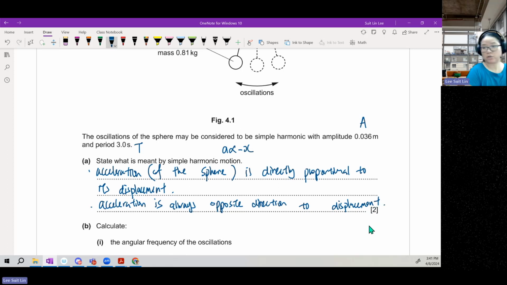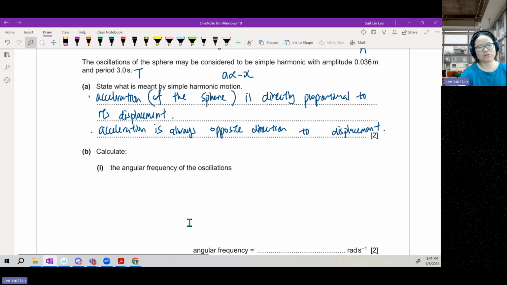So the examiner report has grumbled about students writing symbols when writing their scientific explanation or stating their scientific definition. Do not use symbols unless they are already defined in the question. So now we are practicing as if you're going to answer the paper. I will not write symbols in my answer anymore.